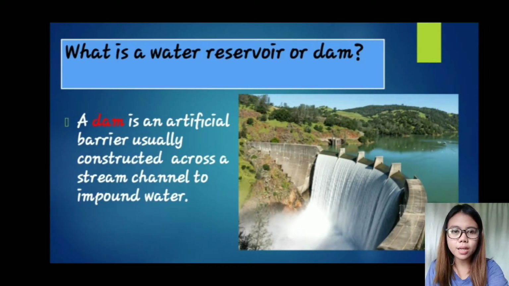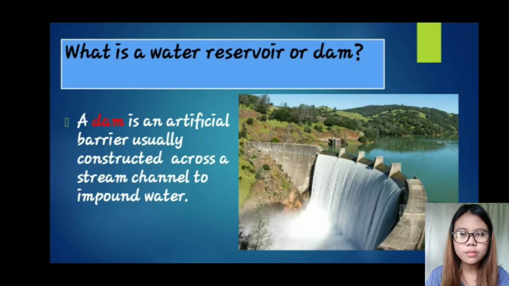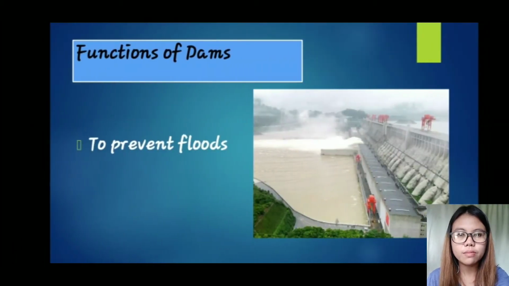Before we discuss the environmental impacts of water reservoirs, first we will identify what a dam is. A dam is an artificial barrier usually constructed across a stream channel to impound water. It is a barrier that stops or restricts the flow of water or underground streams.